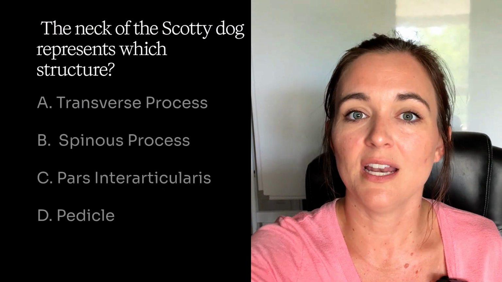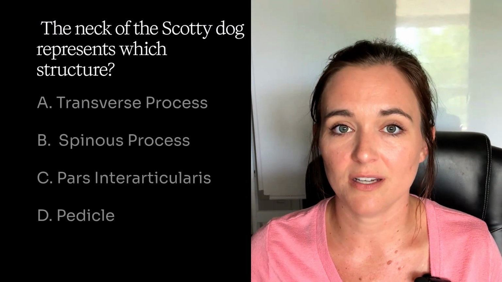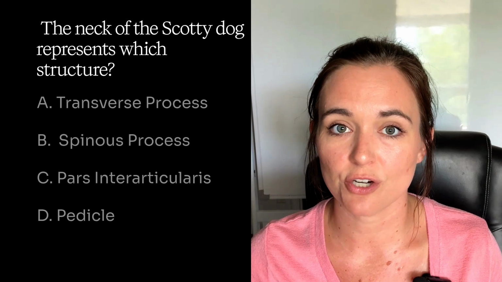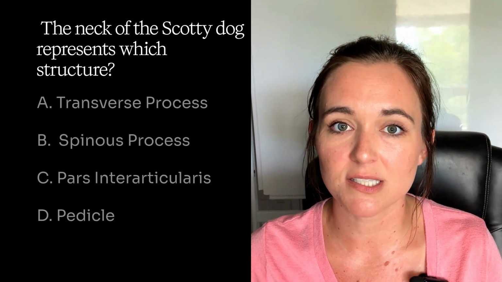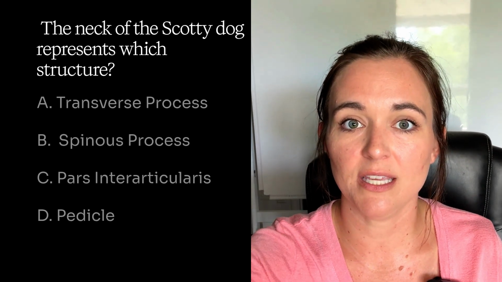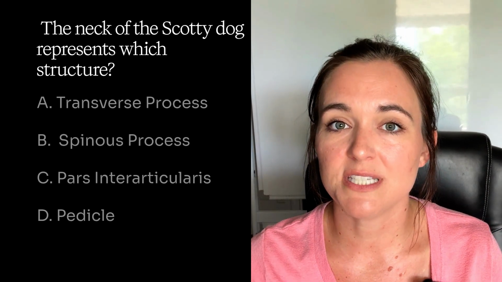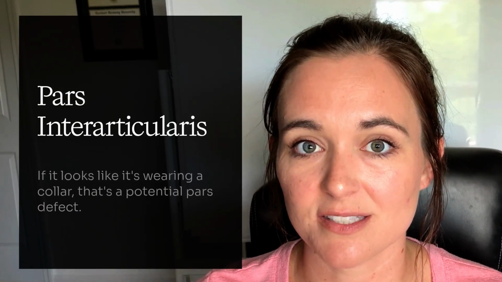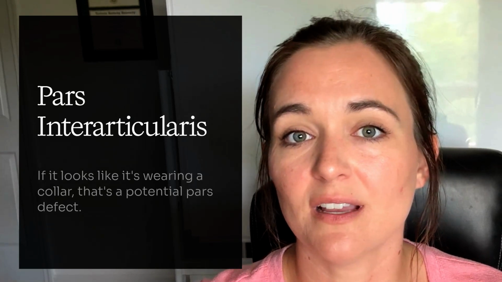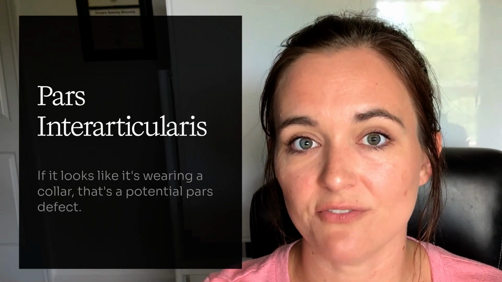Question 2. In a lumbar oblique view, the neck of the Scotty dog represents which structure? A. Transverse process, B. Spinous process, C. Pars interarticularis, or D. Pedicle? Our answer is C. Pars interarticularis. And if it looks like it's wearing a collar, that's a potential pars defect.